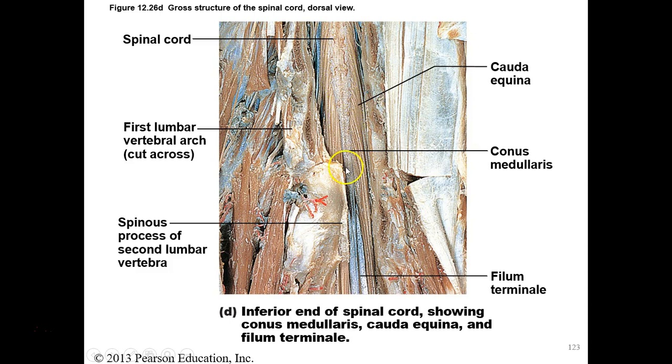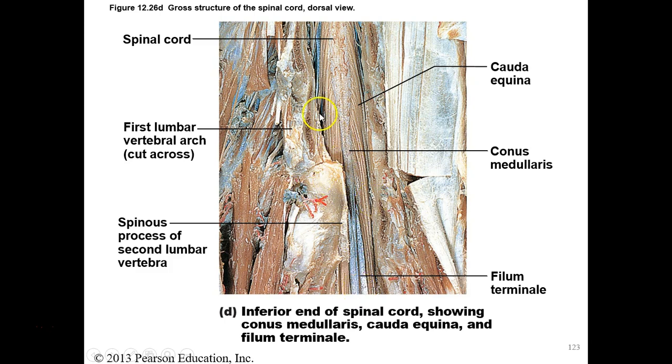You can see the whiter colored region in here as it comes to a finely tapered point. This is known as the conus, and represents the sacral levels of the cord. Below that, it's just a fibrous extension attached to the distal end of the spinal cord, known as the filum terminale, which extends right down to the coccyx at the inferior end of the spinal cord.